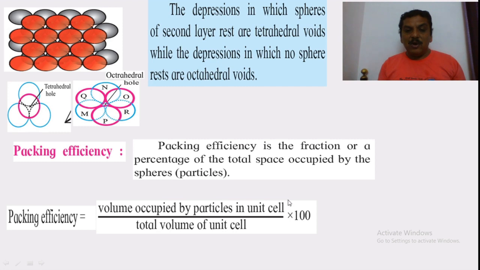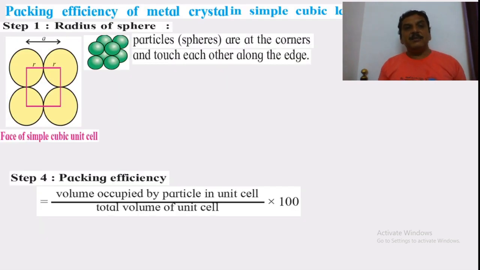If we do not multiply it by 100, then it is the packing fraction. Packing efficiency means out of 100, how much volume is occupied by the particles and how much volume is empty, that is the void space remaining. Hence we will study the packing efficiency of metal crystal in simple cubic lattice, and the arrangement of atoms in simple cubic lattice is like this.